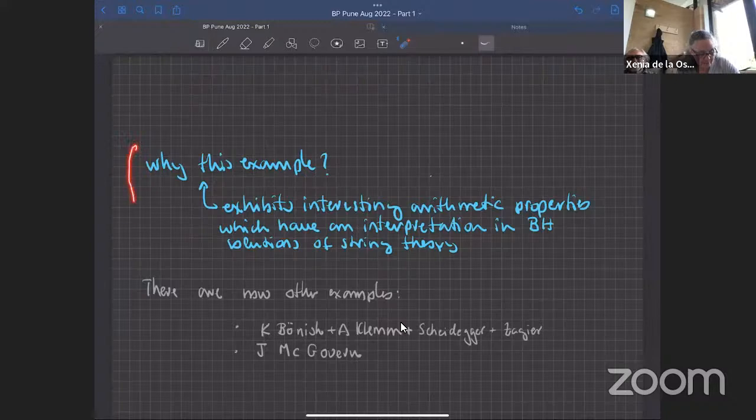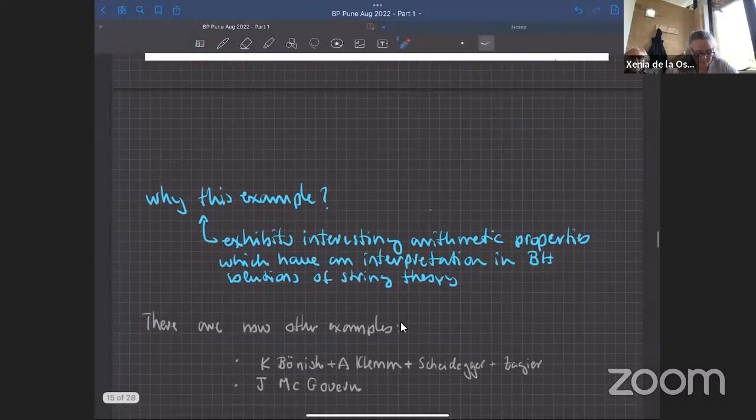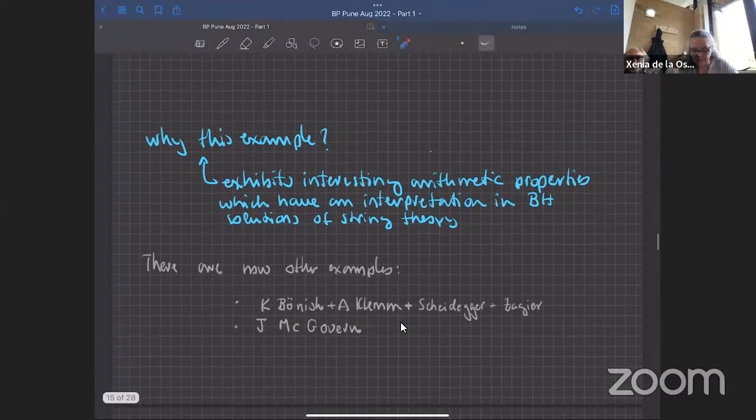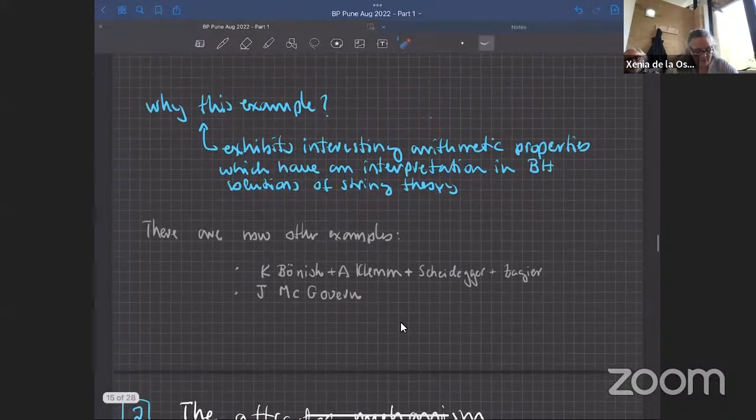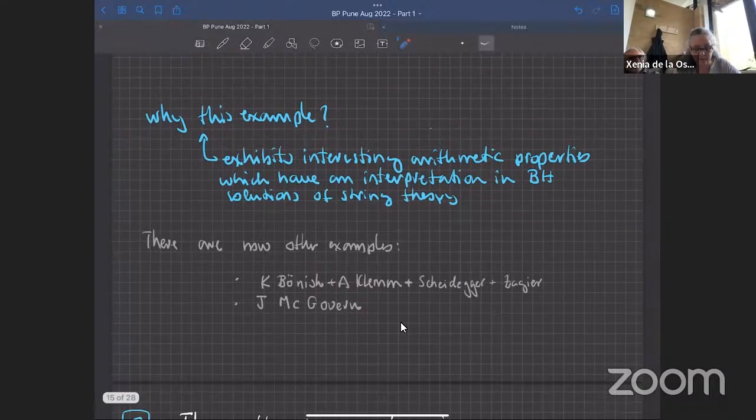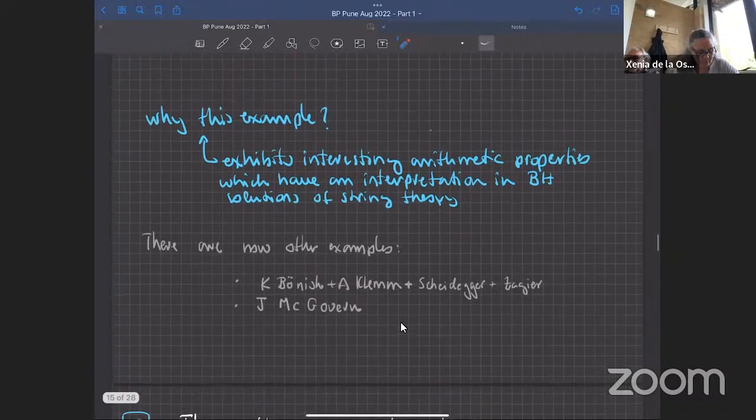And this example, for a long time, we couldn't find more examples. There are now other examples. There is a nice paper by Bönisch, Klemm, Scheidegger, and Zagier. And lately, Philip and I have a joint student, Joseph McGovern, who has been finding one every 2 or 3 days. He sent us an email telling us that he has found another one. I will tell you later in this talk why this is difficult.